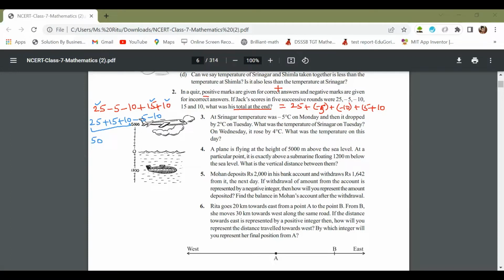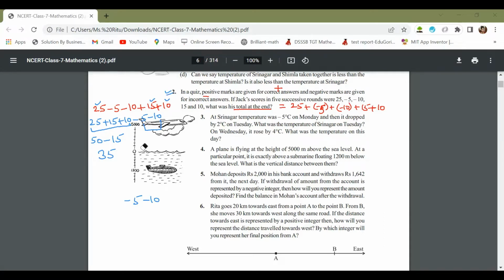Now we will add the remaining two numbers, the negative numbers. Why are we adding? Because minus 5, minus 10. Two same signs, if it is there in integers, then we have to add the numbers. So minus 5 minus 10 would be minus 15. Now 50 minus 15 would be, how much would it be? Yes, 35. Sorry, 35 is the answer you will get, like Jack's score would be 35. So this is the answer of question number 2.